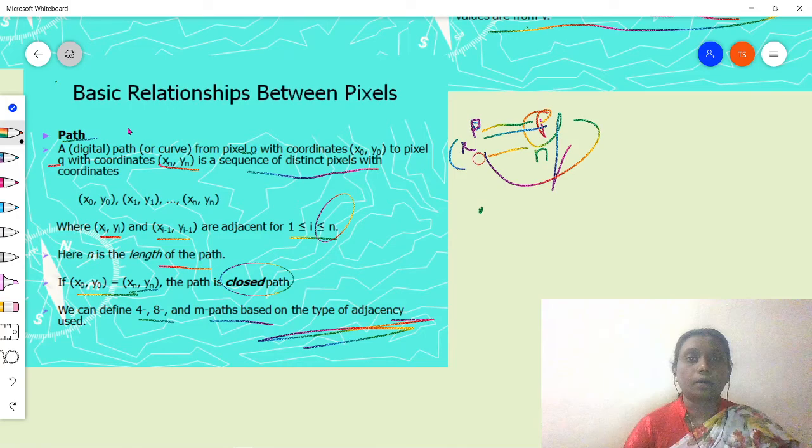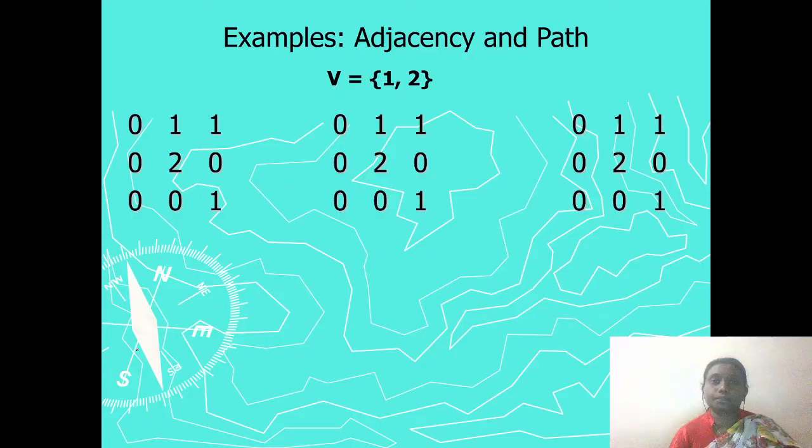Observe carefully. Now see here an example. In this example, I'll show you adjacency and the path relationships between pixel values. Here the intensity values we are taking are 1, 2. So these are the input images. Then for this, suppose we are applying 8 adjacency. Then see here 1, 2. So this is the initial point.